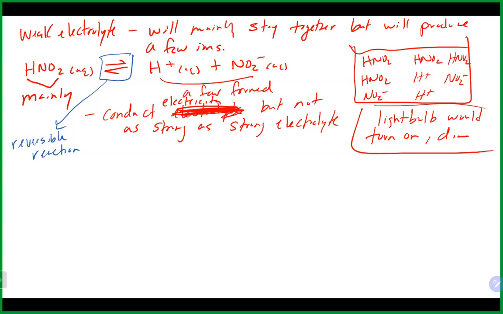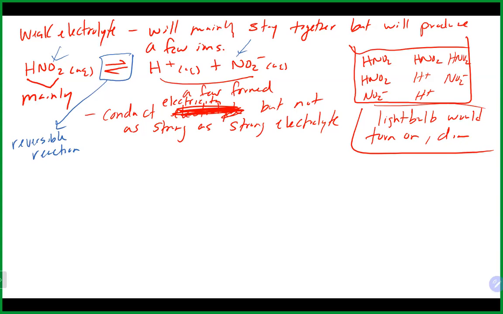So if you see a reaction that's written with those arrows, with a guy on the left and then some ions on the right, you know it's going to be a weak electrolyte. Also, if you have the benefit of looking at the light bulb example, and the light bulb only goes on very dimly, that is going to be a weak electrolyte for sure. Any questions on that one there?